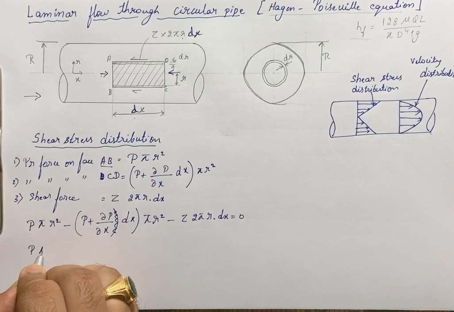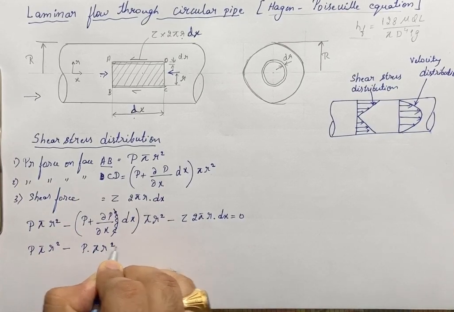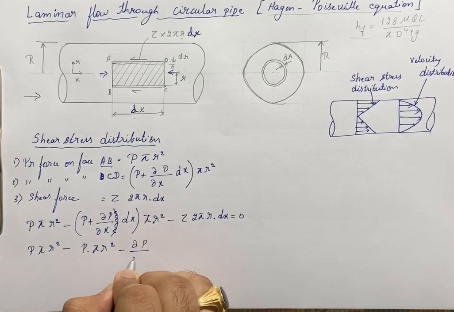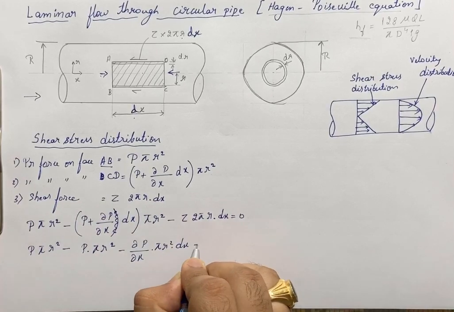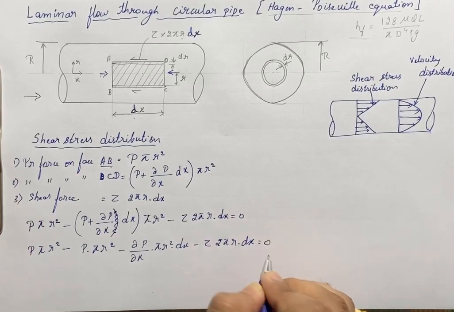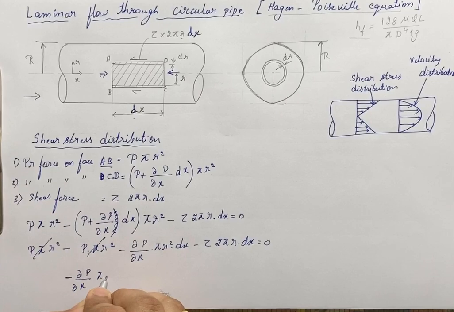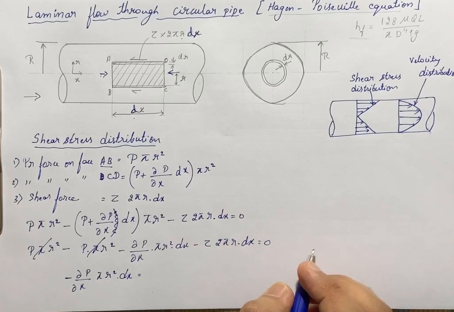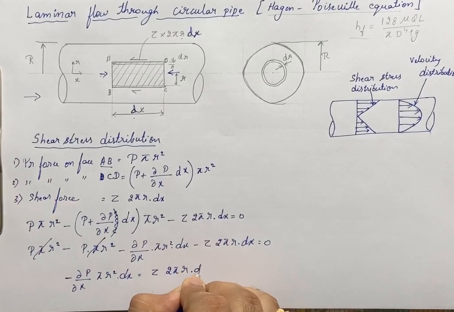That means p into pi r square minus p into pi r square minus dou p by dou x into pi r square into dx minus tau into 2 pi r into dx equals 0. These two will get cancelled off. Remaining will be minus of dou p by dou x into pi r square into dx. I'll take this whole term in the opposite direction. So, this becomes tau into 2 pi r into dx.